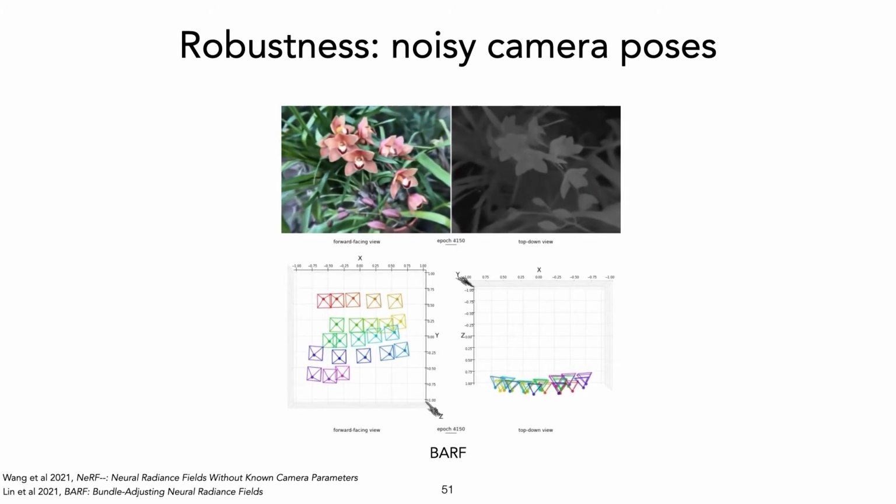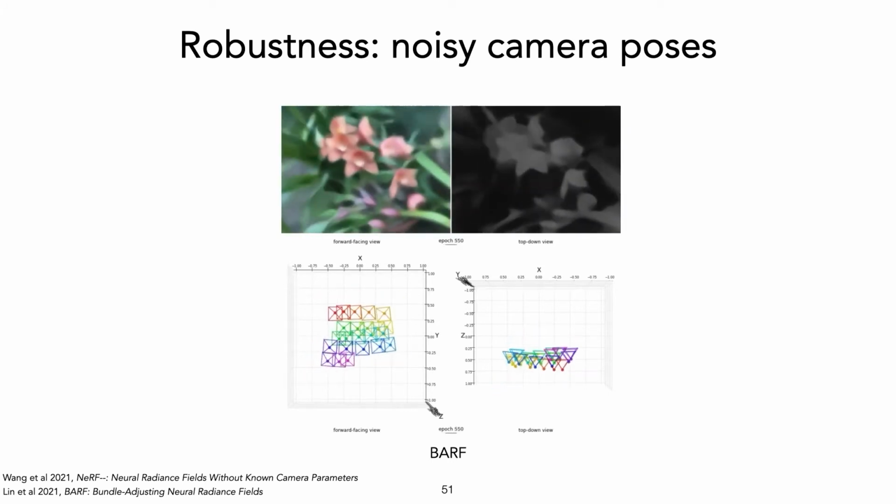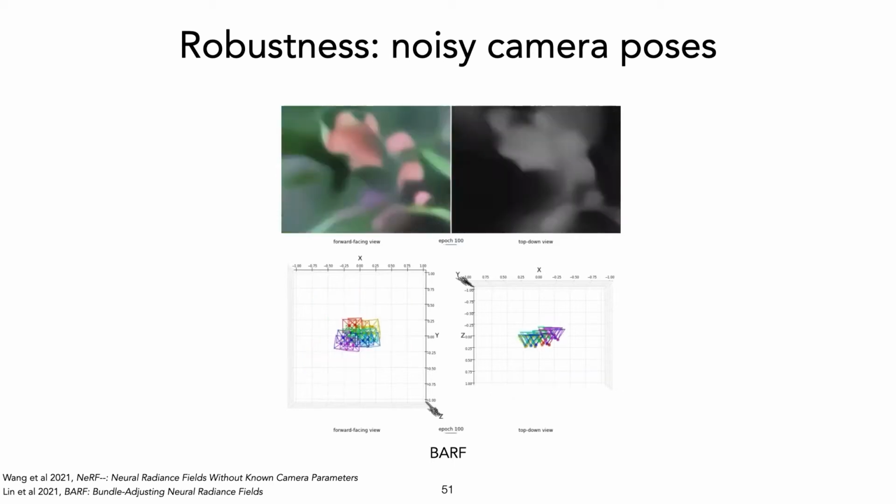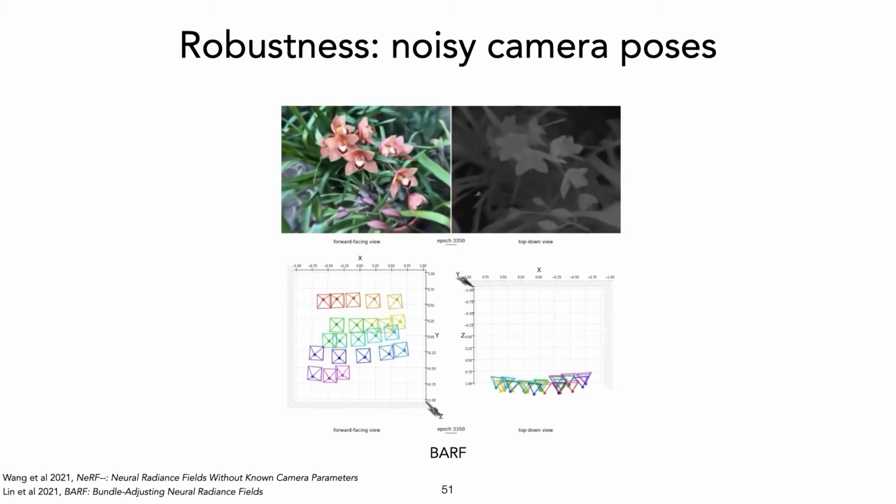One weak point shared by almost all view synthesis methods is that they rely on having accurately estimated input camera poses. So methods like NeRF-- and BARF will address this by simultaneously optimizing rendering loss for not only the scene representation, but also all of the input camera parameters.